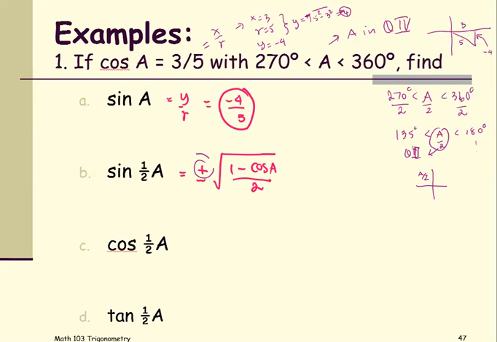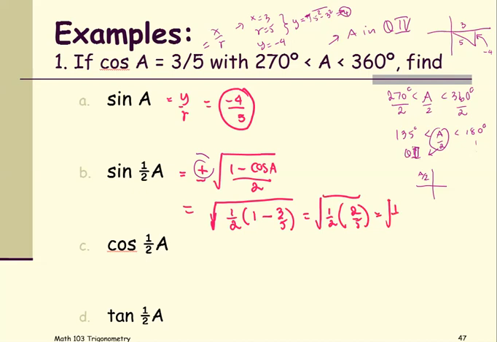Now, replace the value for the cosine A in the radical. So 1 over 2, I'm going to write as 1/2 multiplied by the quantity 1 minus cosine A. Cosine A is 3 over 5. Simplify the numbers as 1 over 2 times 2 over 5, and it turns out to be the square root of 1 over 5, or 1 over square root 5, for the value of the sine of the half angle A.